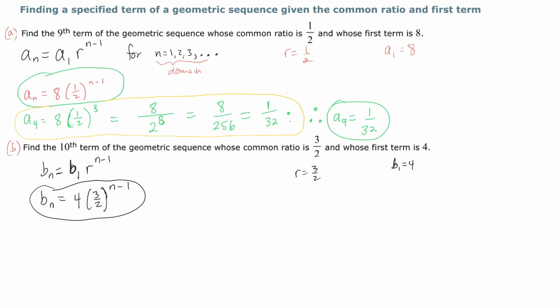We want to find b sub 10. B sub 10 is an expression. We're just going to manipulate this expression here and raise to the 9th power. Let's see what this gets. This is 4, which is 2 squared. So we have 3 to the 9th over 2 to the 7th. And let's see what that is.